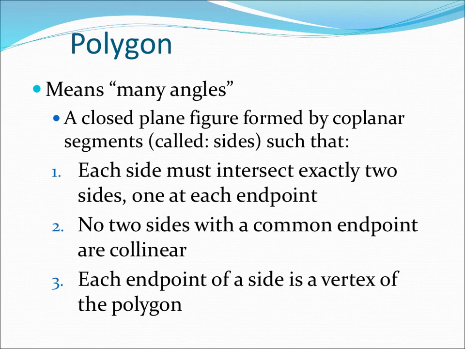One, each side must intersect exactly two sides, one at each endpoint. No two sides with a common endpoint are collinear. And each endpoint of a side is a vertex of the polygon. So I'll give you a little bit of visual on this in just a second. The second thing says no two sides with a common endpoint are collinear.